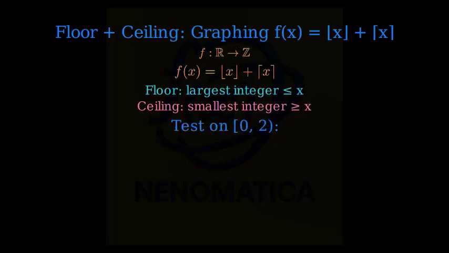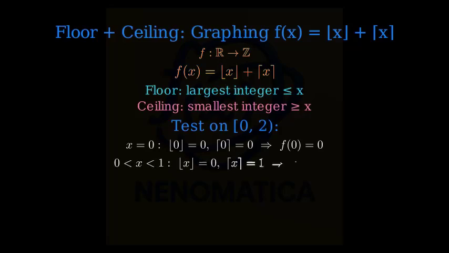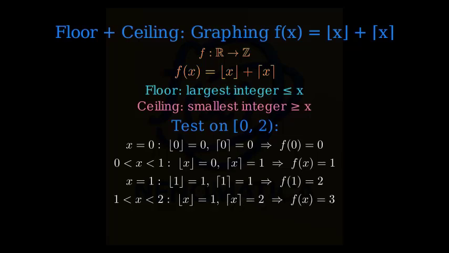Let's analyze on the interval from 0 to 2. At x equals 0, both floor and ceiling equal 0, so f of 0 is 0. For numbers strictly between 0 and 1, floor of x is 0 and ceiling of x is 1, so f of x equals 1. At x equals 1, both floor and ceiling equal 1, so f of 1 is 2. For numbers strictly between 1 and 2, floor of x is 1 and ceiling of x is 2, so f of x equals 3. Now, let's generalize.